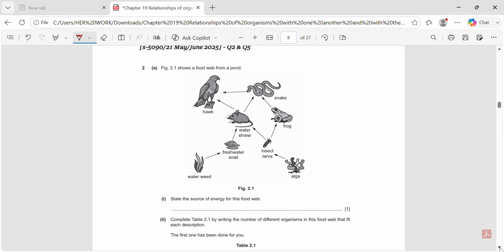Now let's move on to the next paper 2 question. Part A shows figure 2.1, which is a food web from a pond. It includes a hawk, snake, frog, water shrew, freshwater snail, insect larva, water weed, and algae.